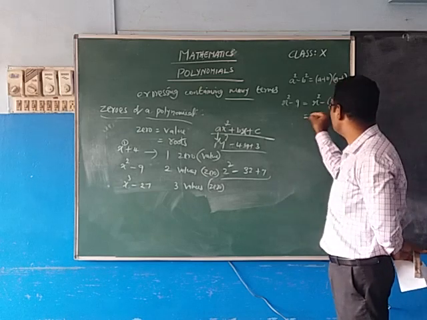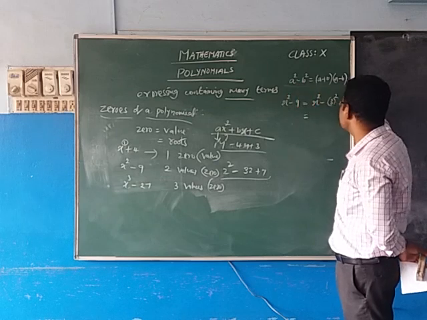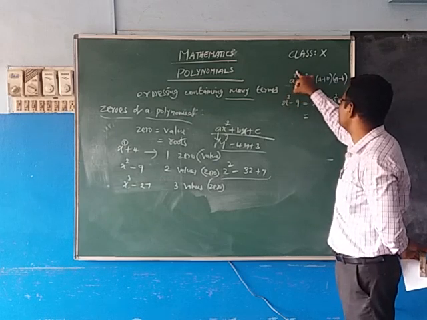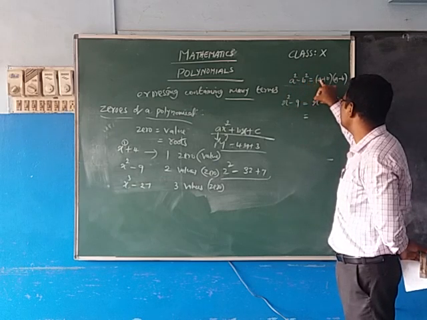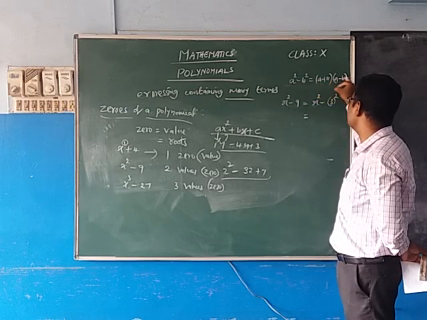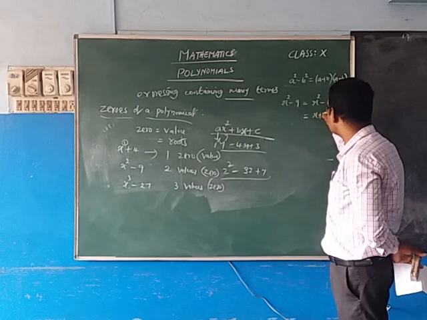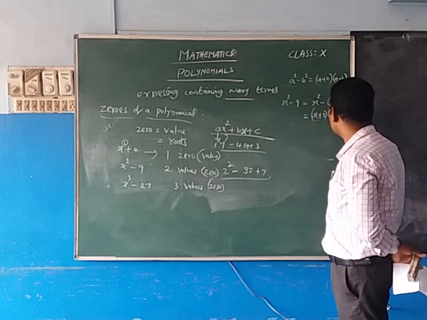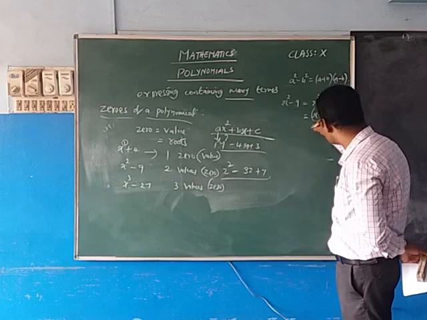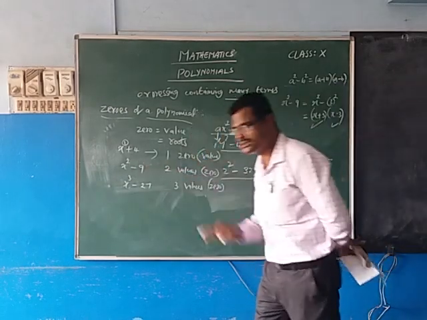How can we write x square minus 3 square? By using these identities, a square minus b square can be written as (a plus b)(a minus b). If it is a and b, we write a plus b and a minus b. If it is x and 3, we write x plus 3 and x minus 3. This is first zero, this is second zero. So it has 2 zeros.